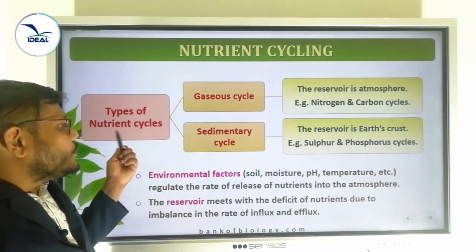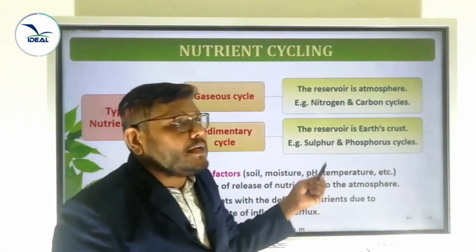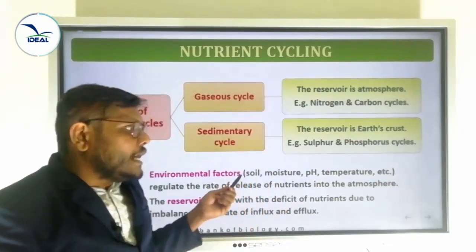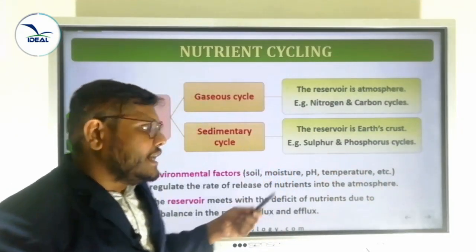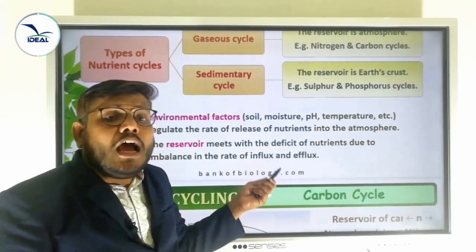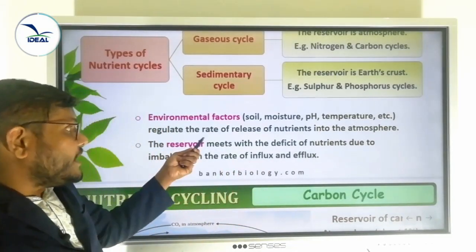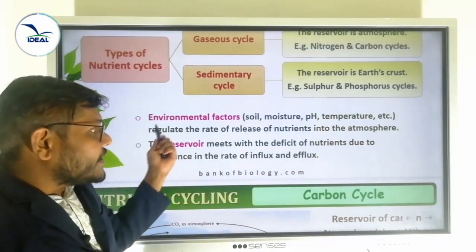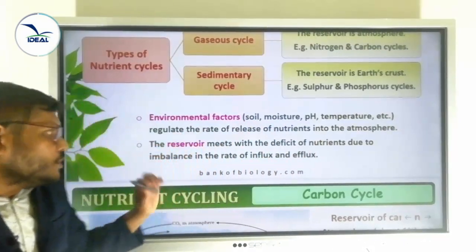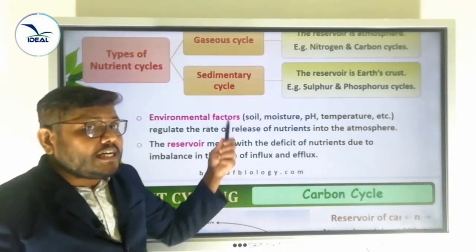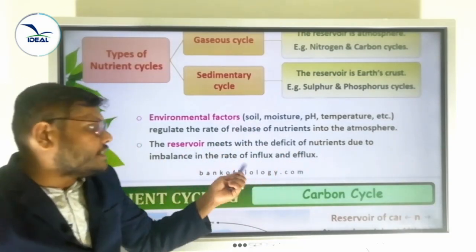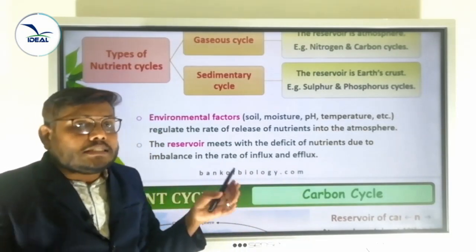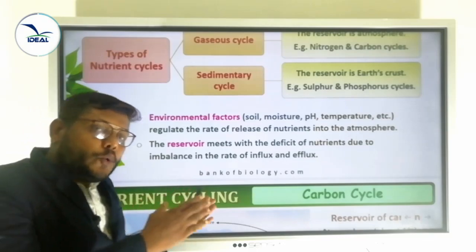Then another type of nutrient cycle is the sedimentary cycle. Here the reservoir is the earth crust. Examples are sulfur and phosphorus cycle. The rate of release of nutrients into the atmosphere is regulated by environmental factors such as soil moisture, pH, temperature, etc. At the same time, the reservoir meets with deficiency of nutrients due to imbalance in the rate of influx and efflux, input and output. So these are the different types of nutrient cycle.